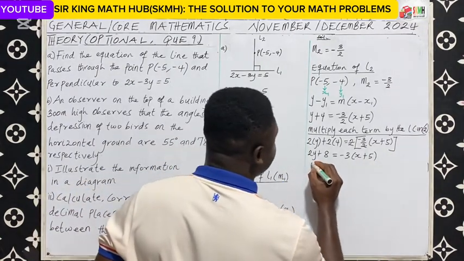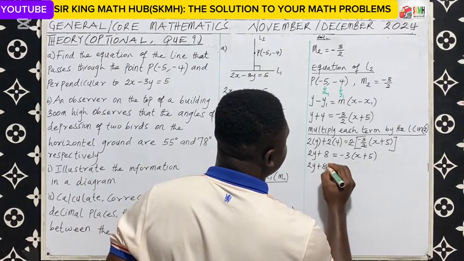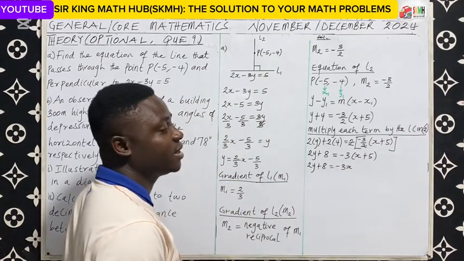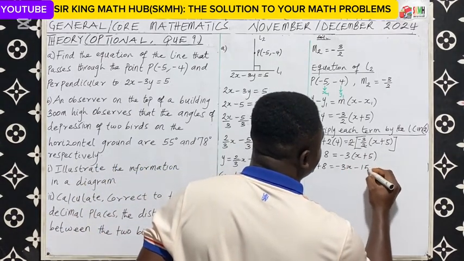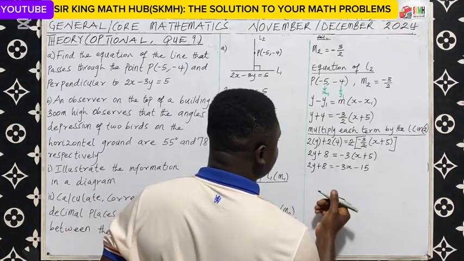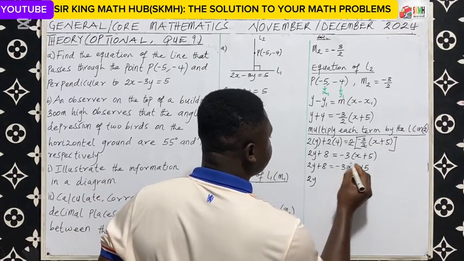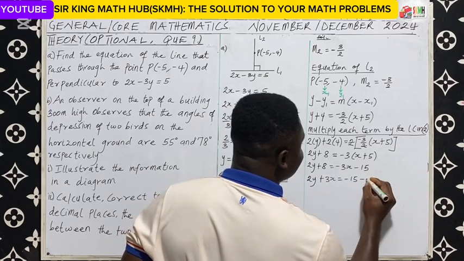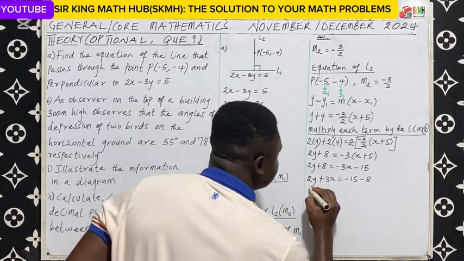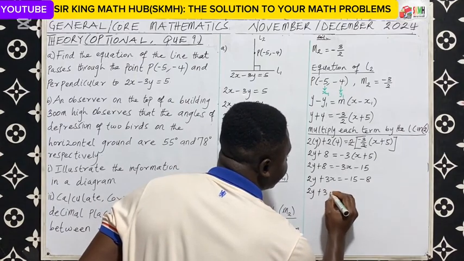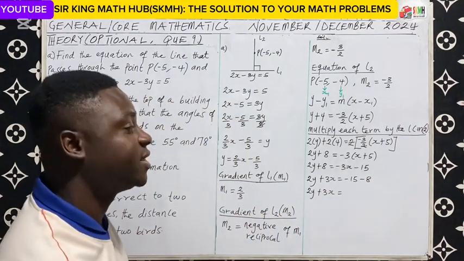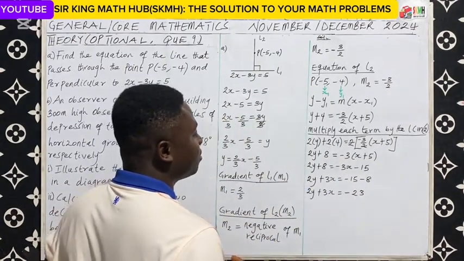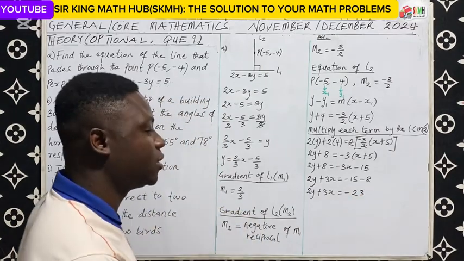So we can expand the bracket. 2y plus 8 is equal to -3 times x, minus 3x, and then -3 times 5, minus 15. So we have 2y plus 3x is equal to -15 minus 8. So 2y plus 3x, -15 minus 8, minus 23. So this is the equation of line 2.